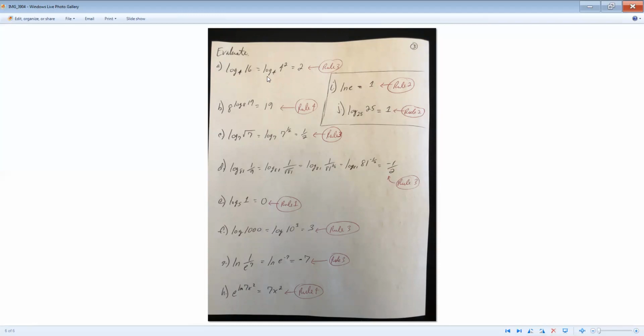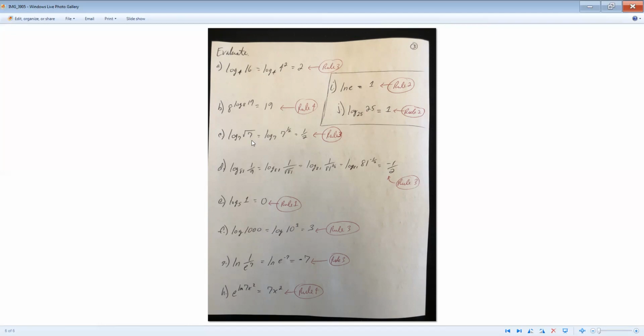Log base 4 of 16. If I can convert this 16 into something in base 4, that will help me to be able to cancel out. 16 is 4 squared. So log base 4 of 4 squared is just 2. 8 to the log base 8 of 19, that cancels out, leaving us with just 19.